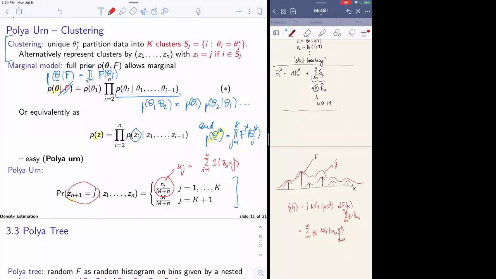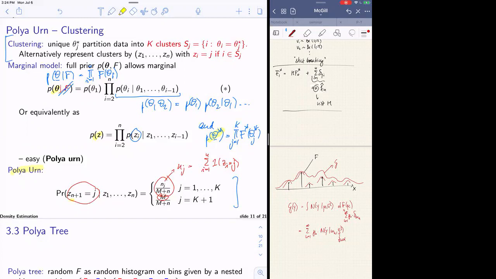So the next guy joins the j-th cluster with a probability that's proportional to the size of the j-th cluster, or it could go into a new cluster, meaning it's not tied with any of the earlier unique values, with a probability that's proportional to the total mass parameter. Now, that expression is not at all obvious, but it turns out it's true. And it's important enough that it has a name. It's known as the Pólya urn.